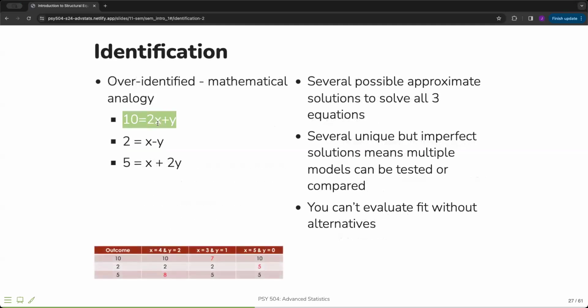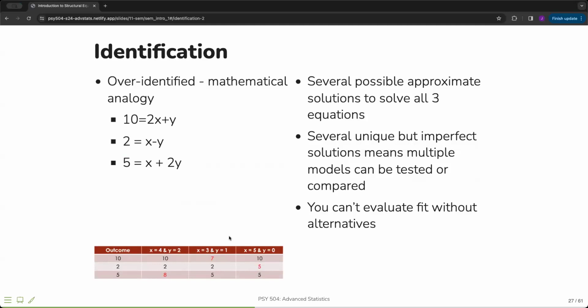Now let's go ahead and take our first set of equations and add an additional one here. Let's say 5 equals x plus 2y. Here, we can try different values for x and y. So we can try 4 and 2, and we get 10 and 2, but it doesn't quite fit the last equation. We can try x equals 3 and y equals 1. We can see that doesn't quite fit the first equation. And then we could try 5 and 0, and we can see here that it doesn't quite fit the second equation.